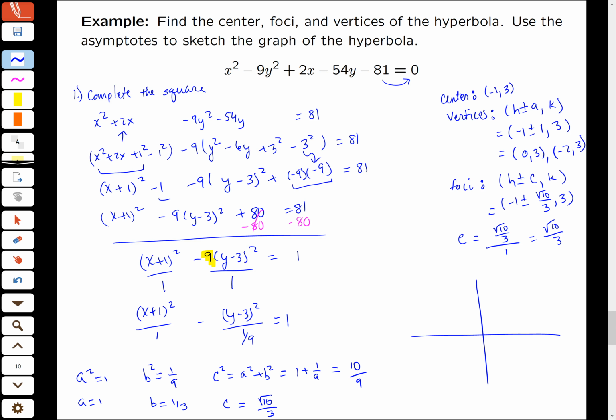Oh, it says use the asymptotes. Okay, it didn't ask me to write the asymptotes. It says use the asymptotes to sketch the graph. First things first, find your center. Our center was -1, 3.